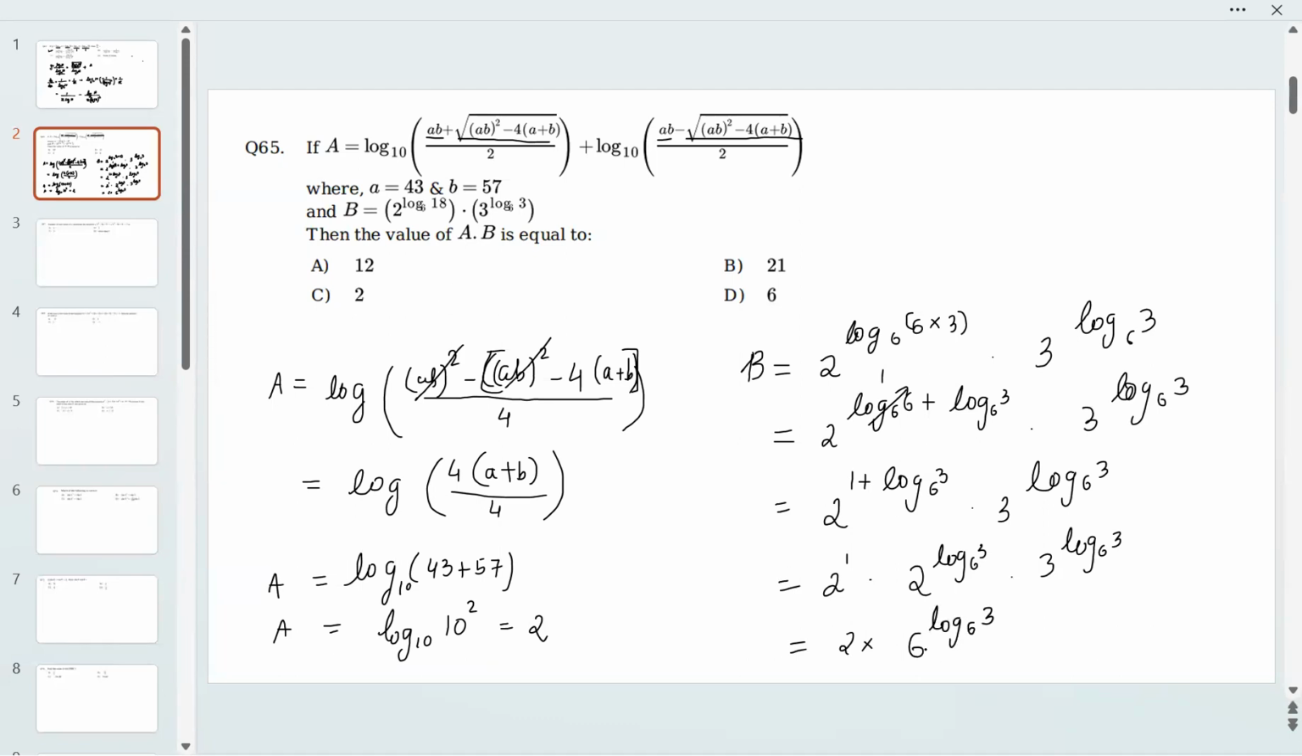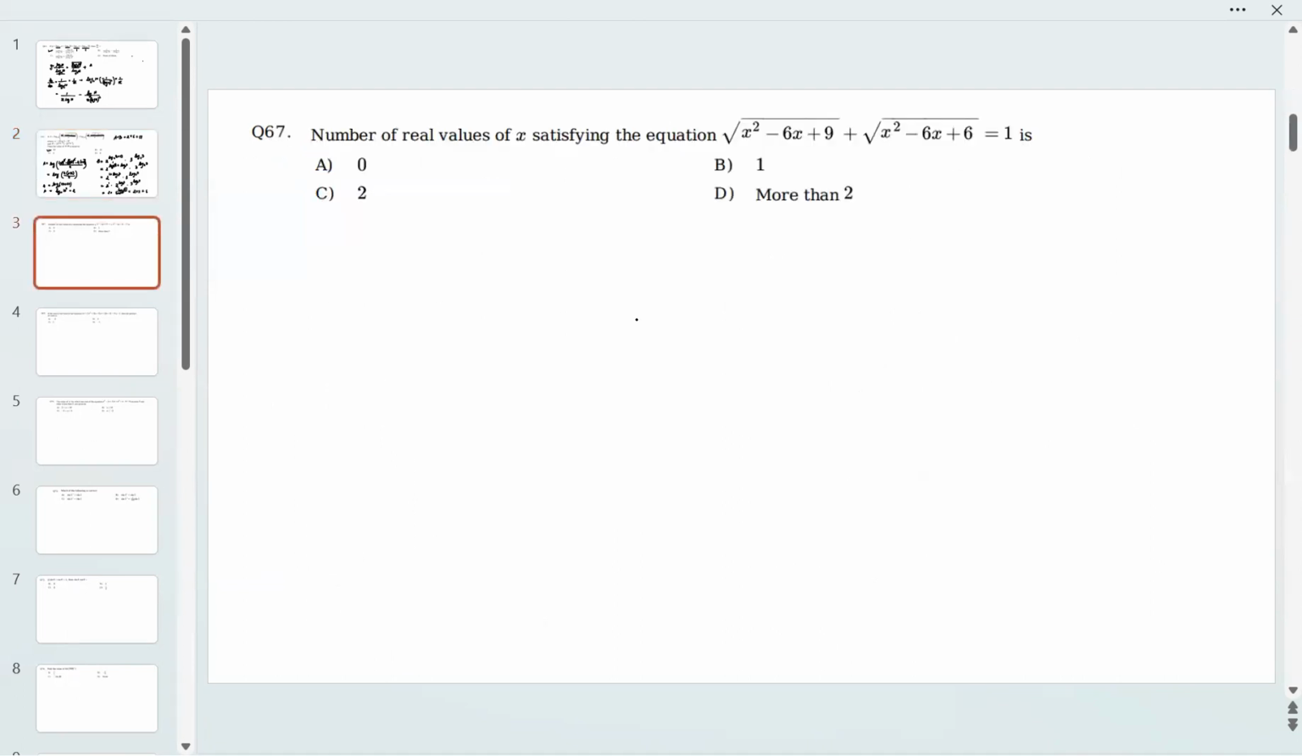Now, one more property of log. If this base and this base are same, that means my answer will directly be 3. Basically, this is 2 into 3, which is 6. So, finally, what will be the value of A into B? A is 2 and B is 6. So, my answer will be 12. Option A. Next.